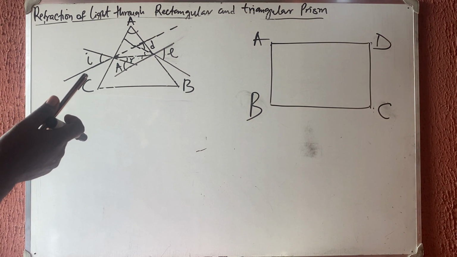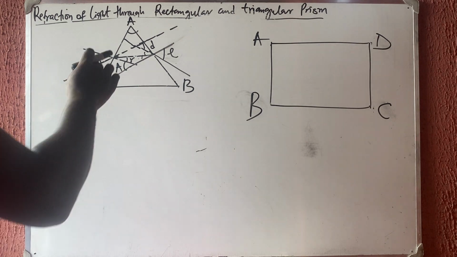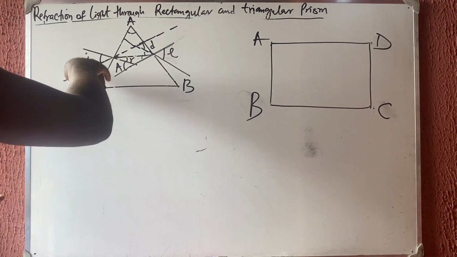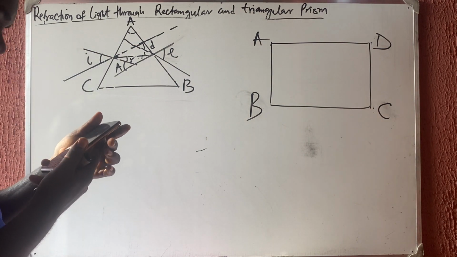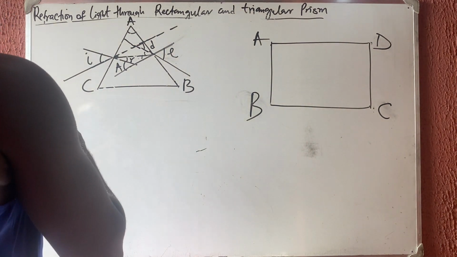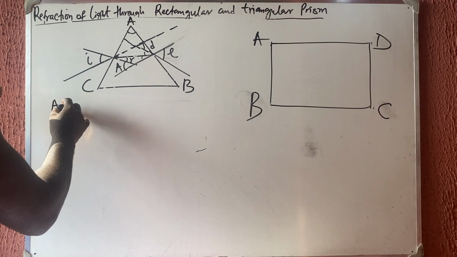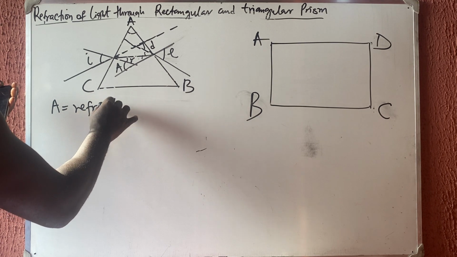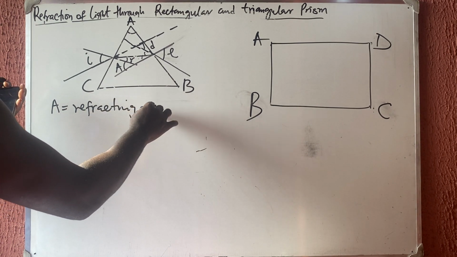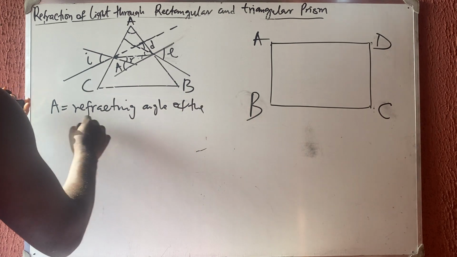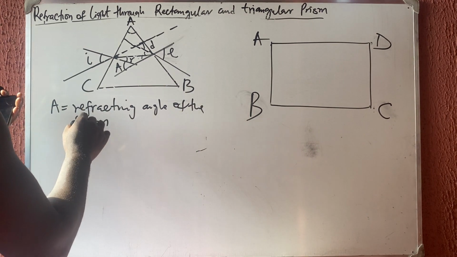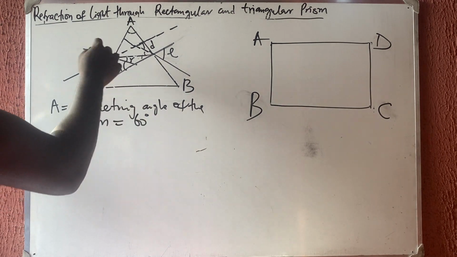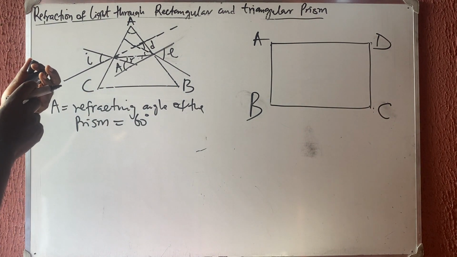Then we have that our A is the refracting angle of the prism, which is this angle as well. In an equilateral triangle, it is 60 degrees. Please write them down. Our A is equal to the refracting angle of the prism, which in this particular case is 60 degrees, because we are using an equilateral triangle.